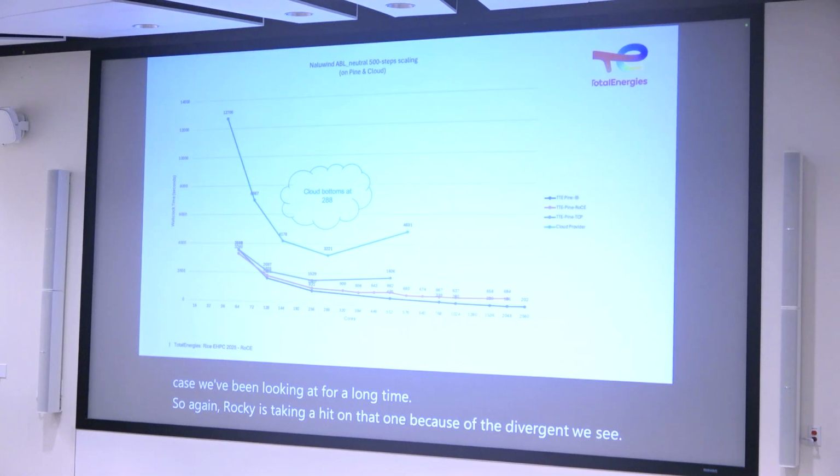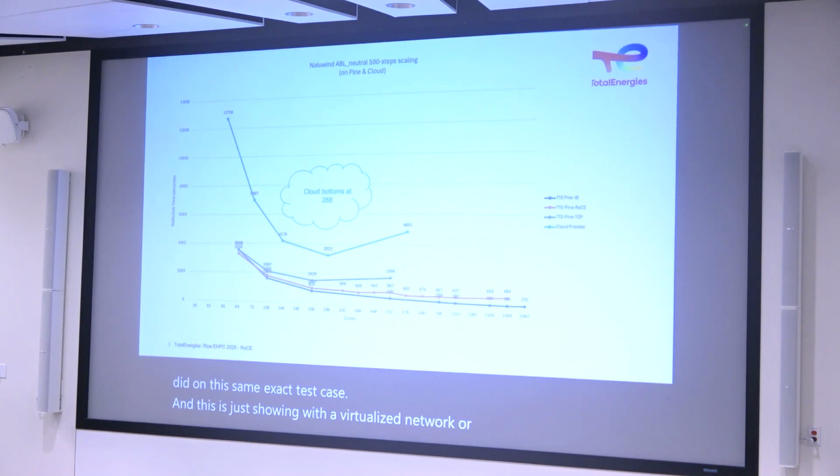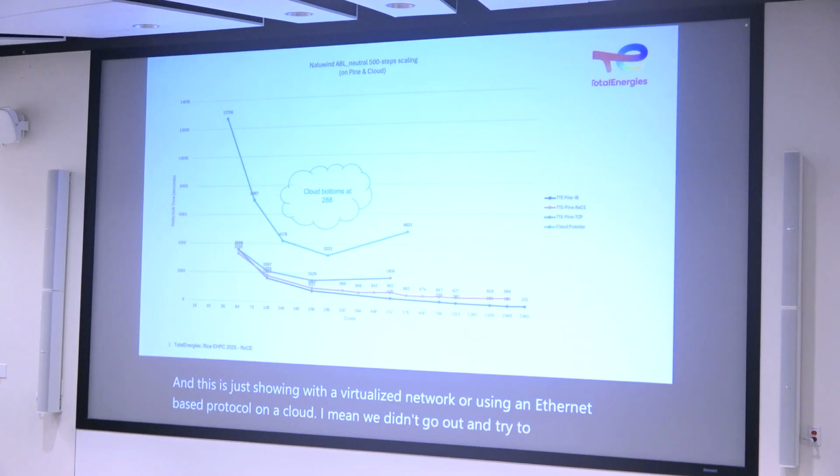I throw this one in here, squeezed down in scale. This was a cloud test we did on this same exact test case. This is just showing a virtualized network, or using an Ethernet-based protocol on a cloud. We didn't go out and try to optimize. It's not on bare metal, because if we test bare metal on cloud, all we're really doing is comparing two of the same systems. But this is on a virtualized environment, and we hit the bottom around 288 cores on this test case.